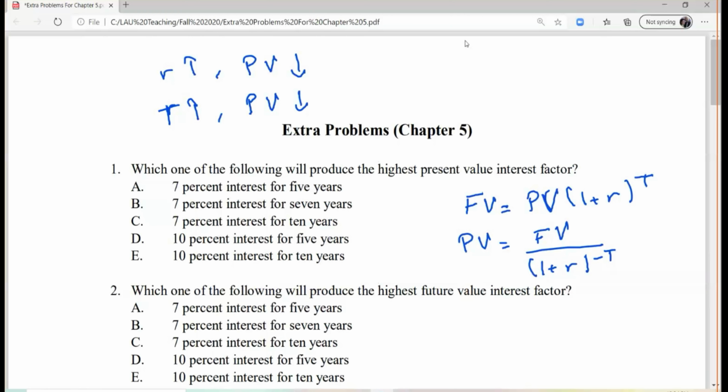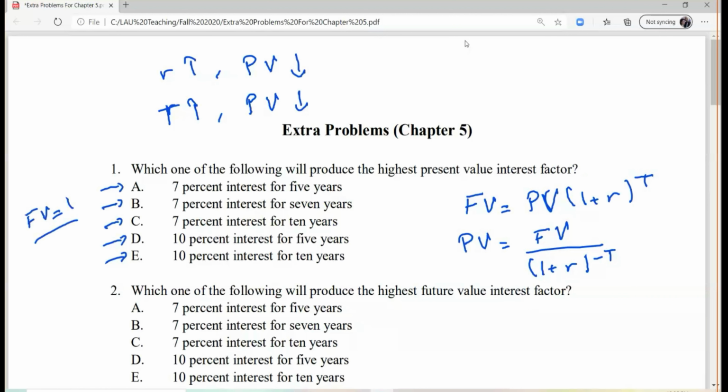Now, in case you want to buy the house that will cost you $200,000 20 years from today instead of 10 years, this means that you can save less money today. You can have a smaller present value. Now, in case you cannot tell, based on those relationships, what should be the correct answer, you can simply compute the present value interest factor for each one of those 5 different cases. Of course, you will take the future value as $1 and then compute the present value.